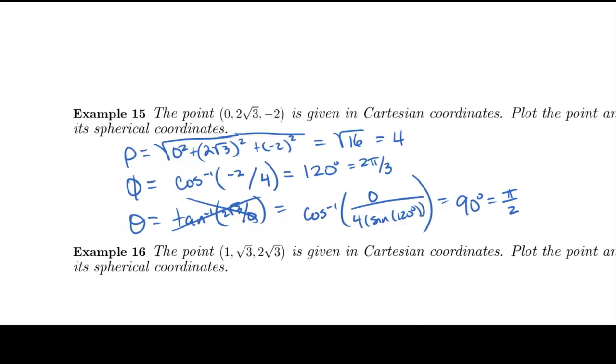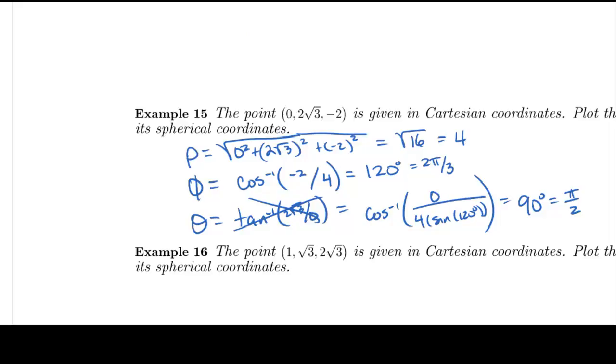So let's first look and see if this works as far as plotting, make sure everything's in the right spot. So we'll draw our coordinates again, and in this case we've got 0, so we're not moving on the x-axis. Y is 2 radical 3, which is about 3.46. So 1, 2, 3, 3.46, somewhere about there. And z is -2, so 1, 2. So this is dropping down 2 units. So this is our point here.